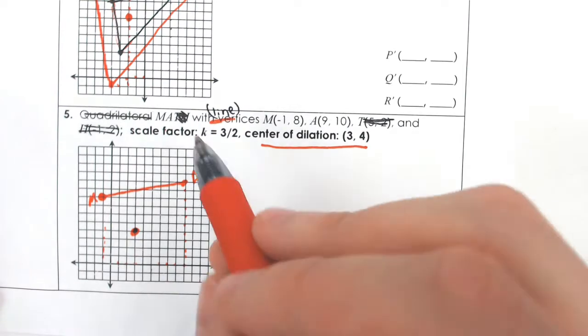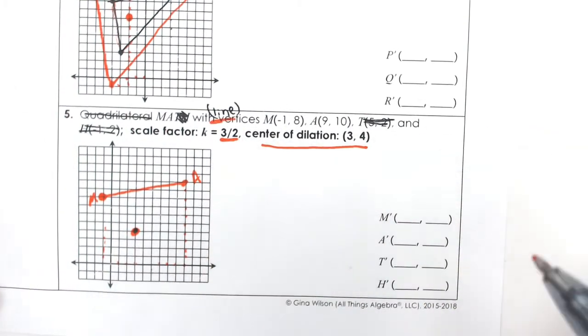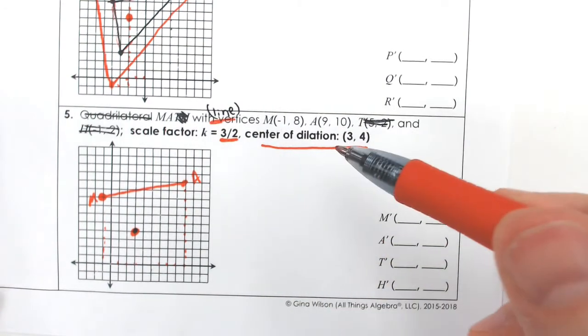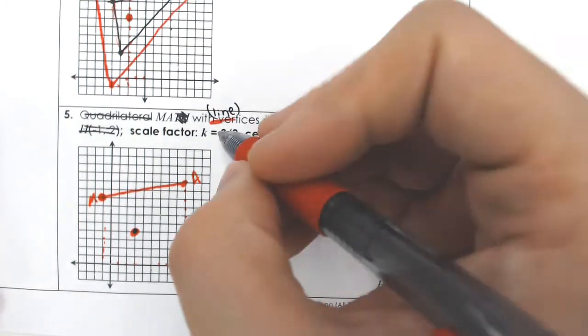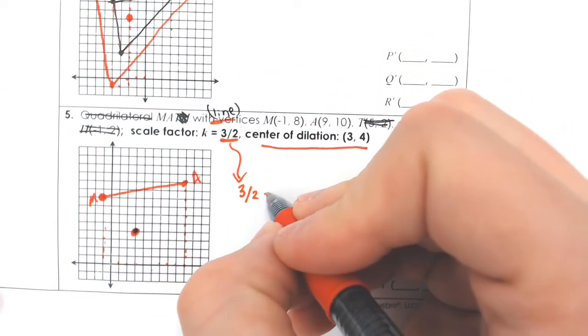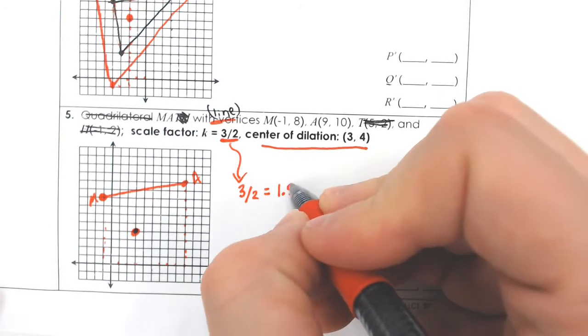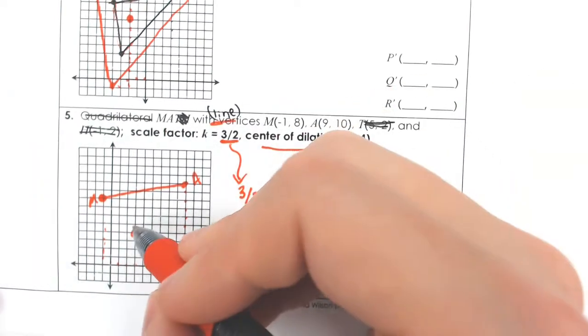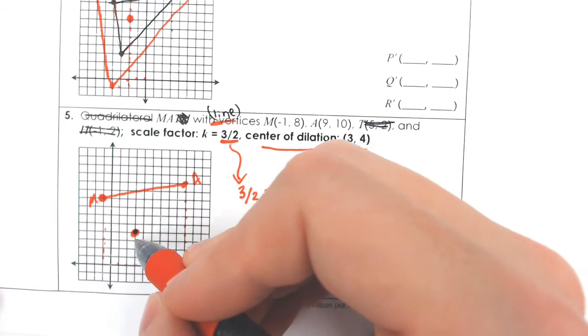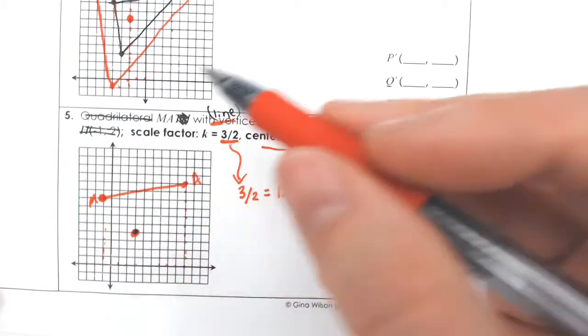It is going to be getting bigger by a scale factor of 3 over 2, which means it's going to be 1.5 times bigger. All right? So 3 over 2, if you divide it, you would get 3 divided by 2 equals 1.5 times bigger. So what I'm going to do is I'm going to count up and over, and I'm going to take that and multiply it by 1.5.